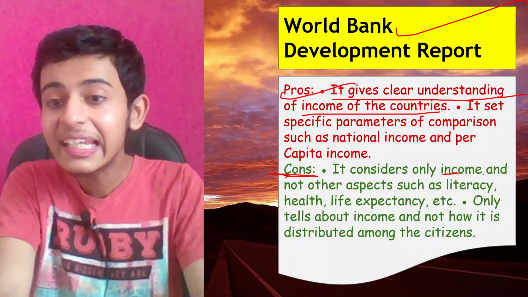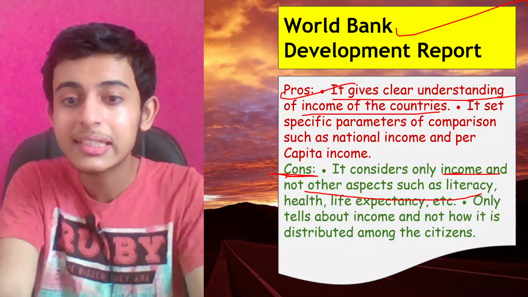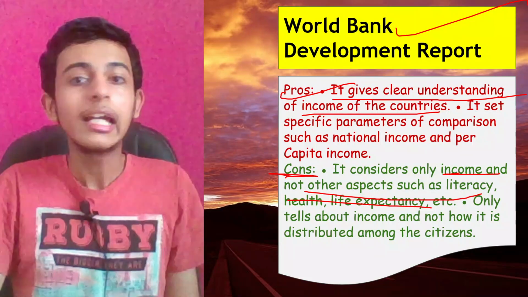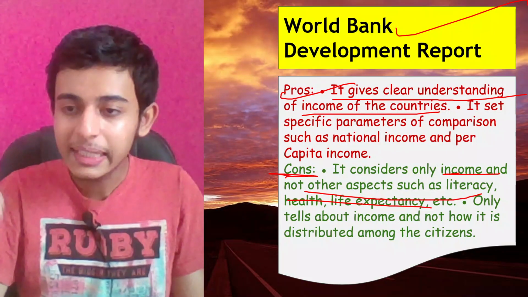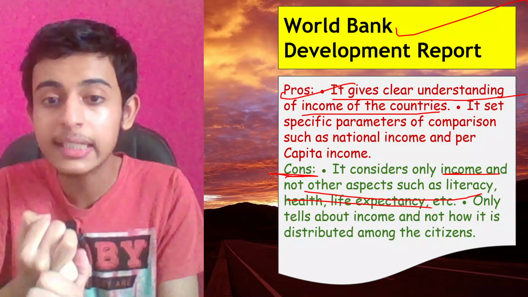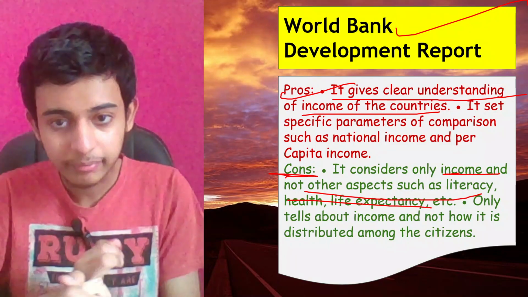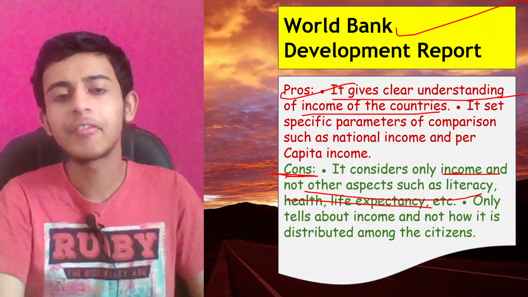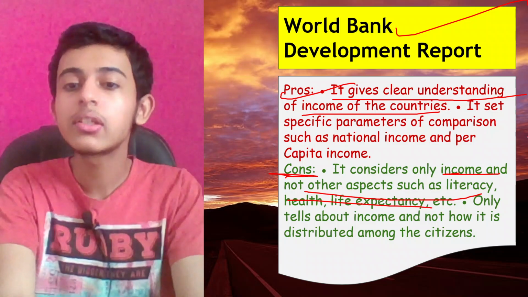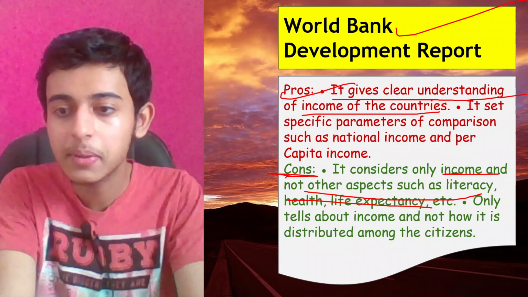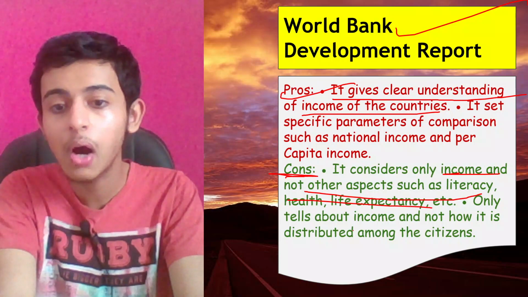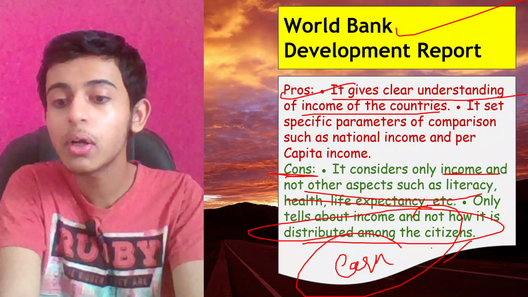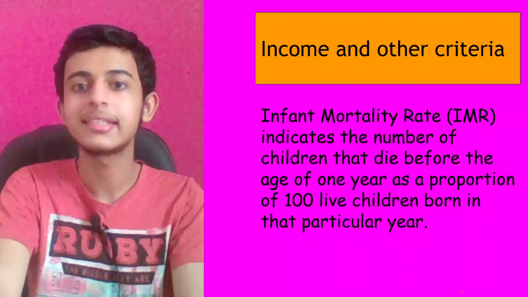It considers only income and not other aspects such as literacy, health, and life expectancy. Because income is not just life, right? Just money is not everything. There are many other aspects also, like literacy. How many people are literate? Health. What about the health status? How many people are healthy? Life expectancy. What is the average lifespan of the people? Okay, so this is the first disadvantage. The second disadvantage says it only tells about income and not how it is distributed among the citizens, how much they are earning. This is not told exactly, right?